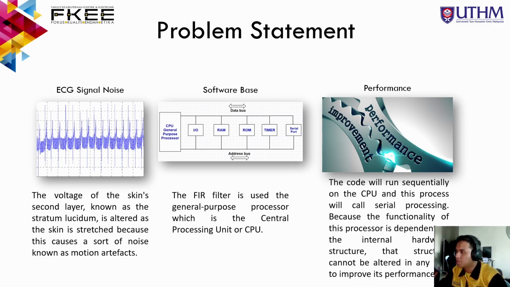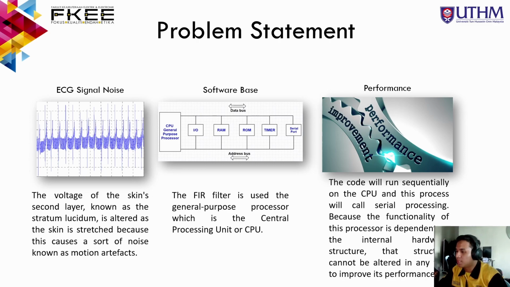Okay, next, let's take a look at the problem statement. Here the problem statement also has three points: the ECG signal noise, software based, and the performance. For the first one, the ECG signal noise, the voltage of the skin's second layer, known as the stratum lucidum, is altered as the skin is stretched, and this causes a sort of noise known as motion artifact. So my problem statement for the first one is to avoid the noise from the ECG signal.